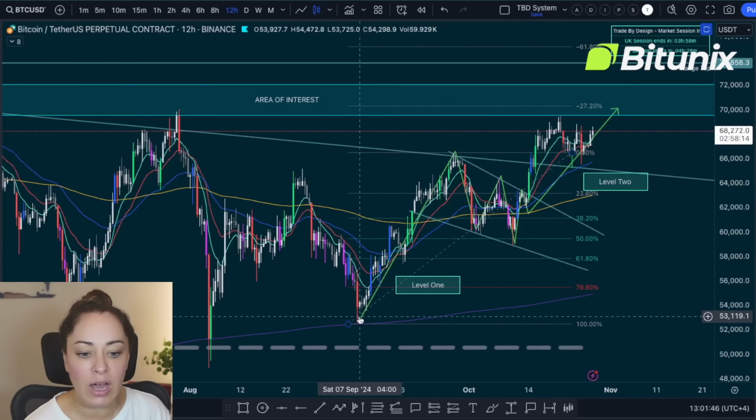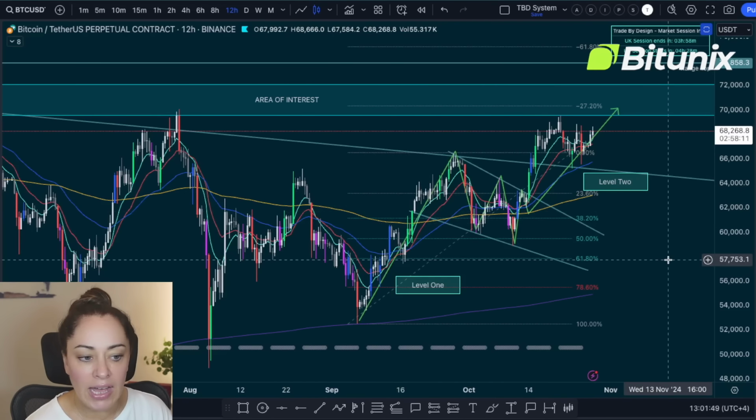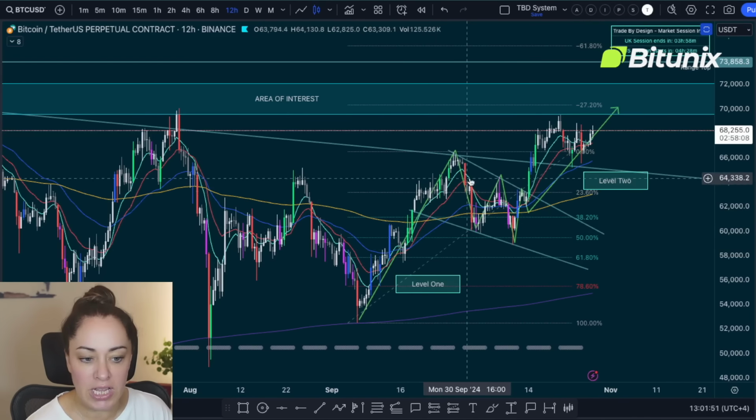Now, when we look at the 12-hour chart, we can see we're in a rise one. This chart has not been changed or touched since we were in this flag formation.